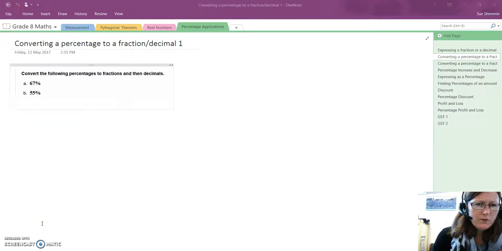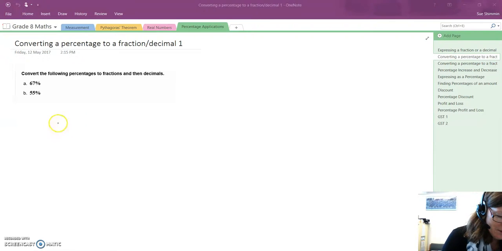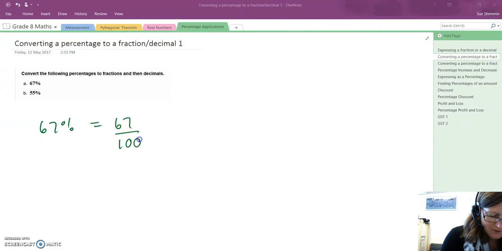Okay, let's look at converting a percentage to a fraction and a decimal. Remembering percentage means per 100. So in the first example here, 67% means 67 out of 100. So straight away we've done the first bit. We have changed that to a fraction.